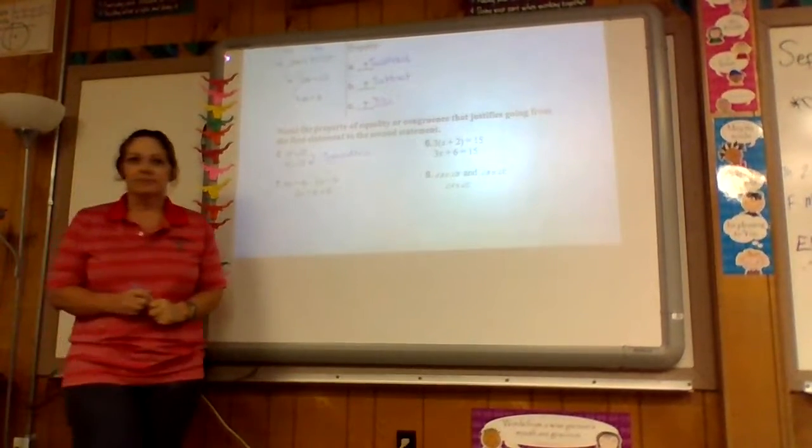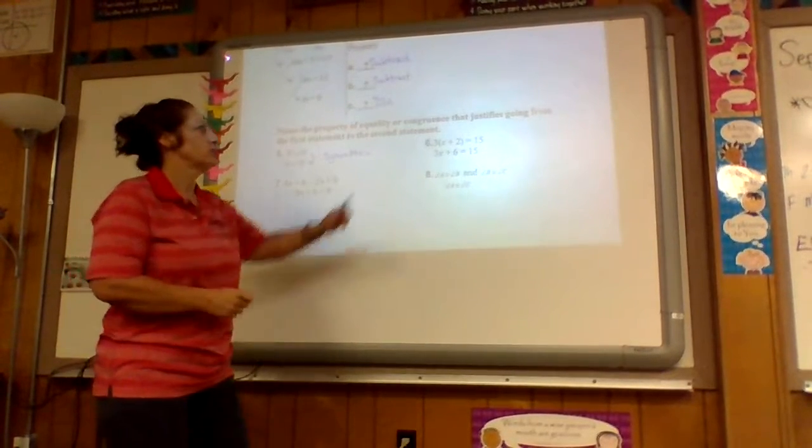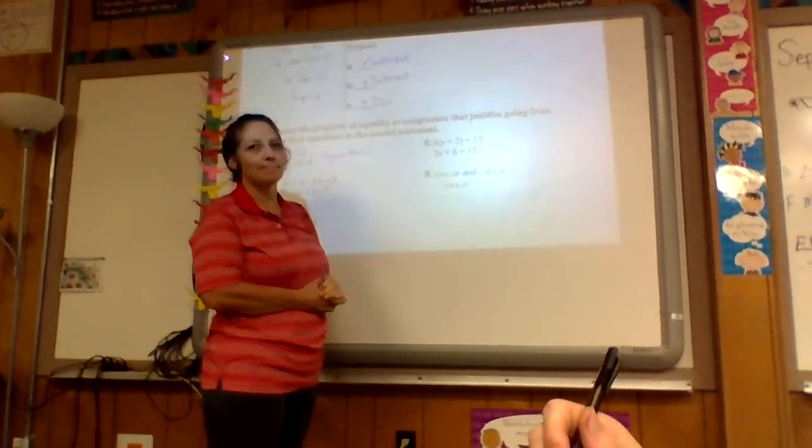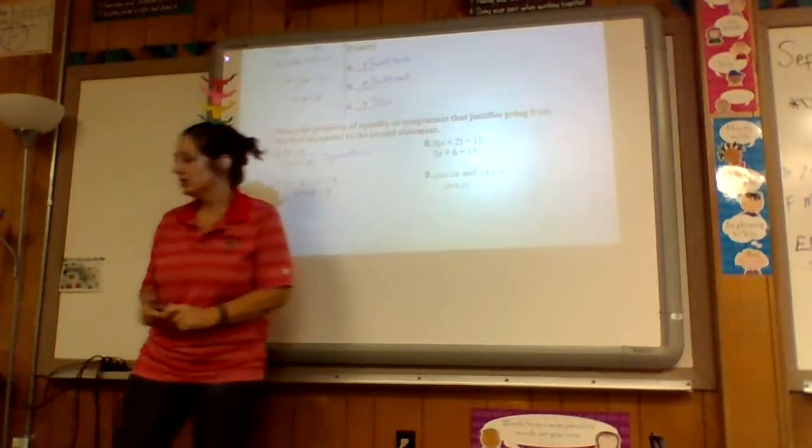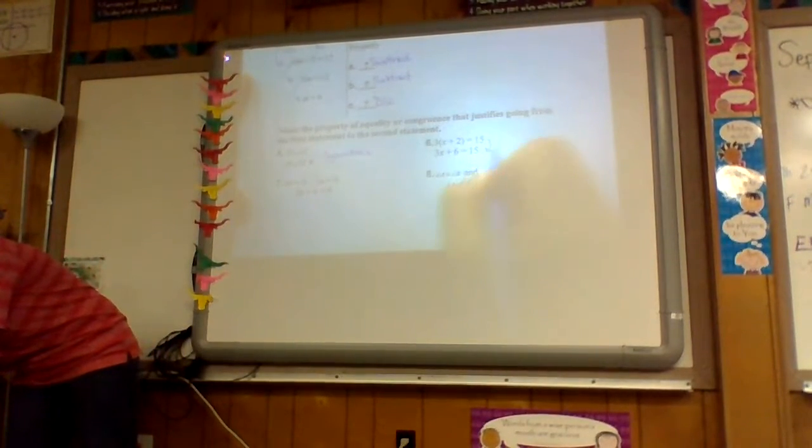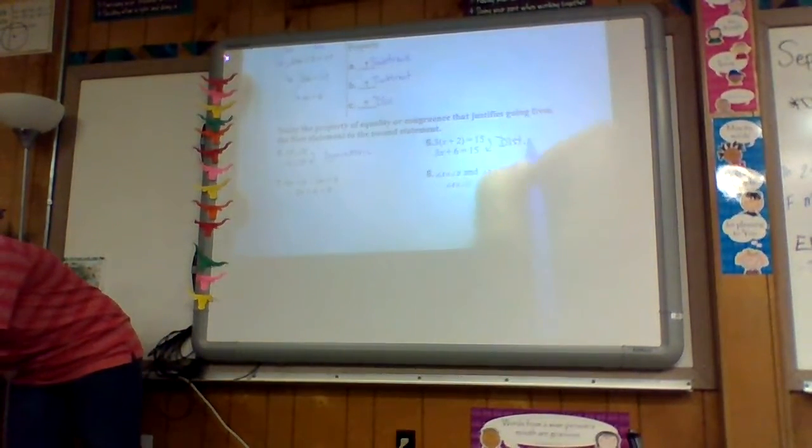Number 6. What's happening here to go from this step to this step? Distribution. That's it, Tyson. Good job. Distributive. Here to here. Distributive property.